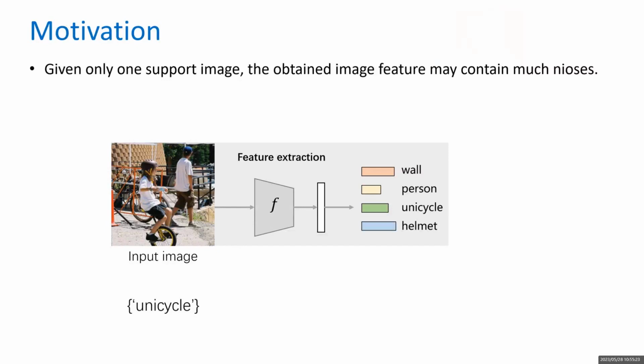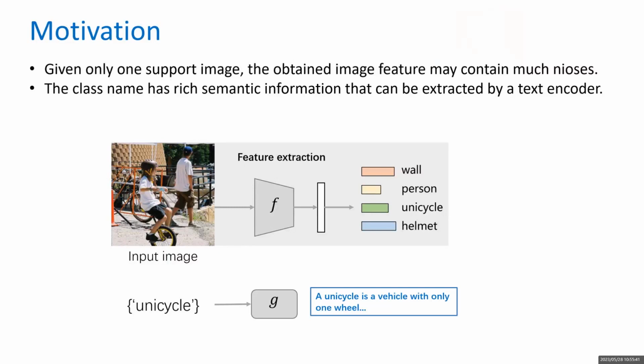Given only one support image, the obtained image features may contain much noise. For example, given a support image of unicycle, the obtained image features may contain the features of the wall, persons, or the helmet of the rider, and fail to represent the class of unicycle. In contrast, the class name has rich semantic information about a new class, which can be extracted by a pre-trained text encoder and is very useful for few-shot learning.